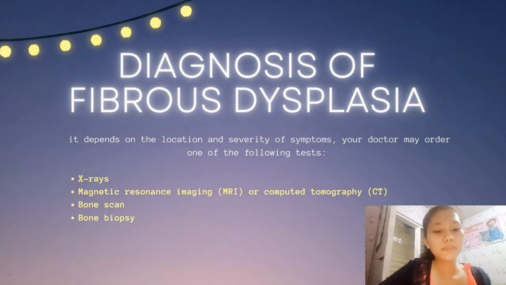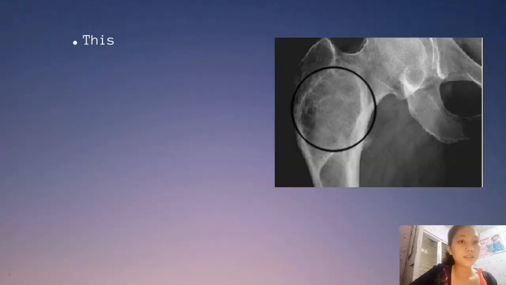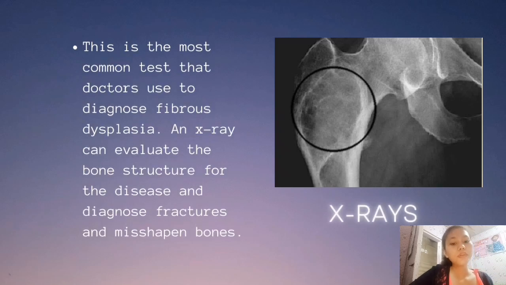So, after knowing the meaning and types of fibrous dysplasia, now we are going to talk about how this disease can be determined by the doctor. There are different types of tests that the doctor may order to the patient for them to be able to diagnose or know the exact location of fibrous dysplasia, but it also may differ on the location and severity of the symptoms. So, number one is the X-ray. We all know that X-ray is the most common test that doctors use to diagnose fibrous dysplasia or other diseases. So, an X-ray also can evaluate the bone structure or the disease and diagnose fractures and misshapen bones.